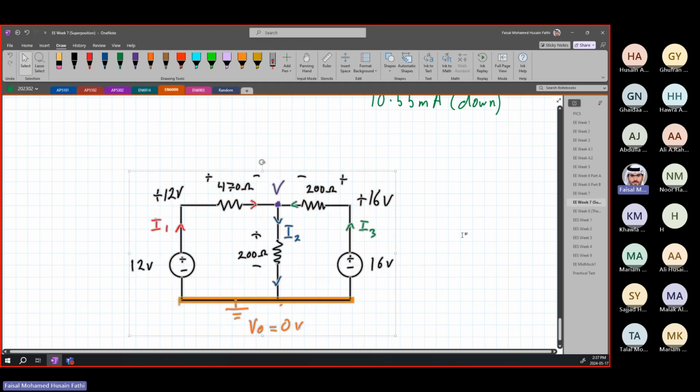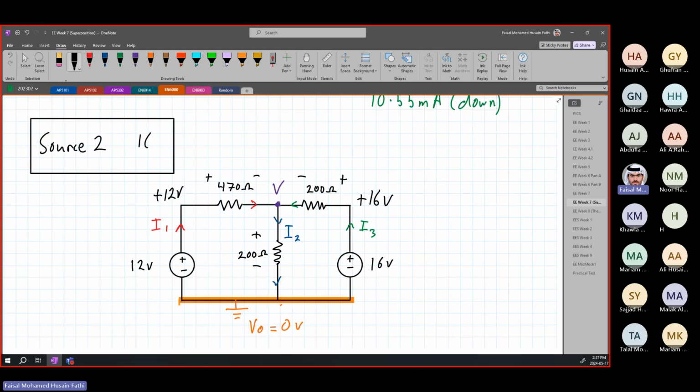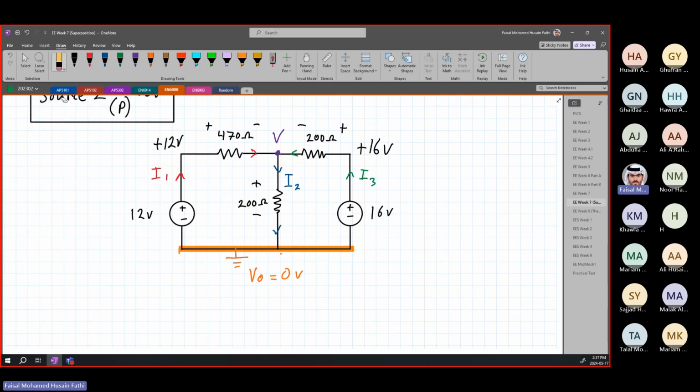So now we are going to be looking at source 2, which is the 16-volt source. Let's call the source P, so we can avoid confusion. Now we are going to remove this. Since this is a voltage source, we're going to short the circuit.